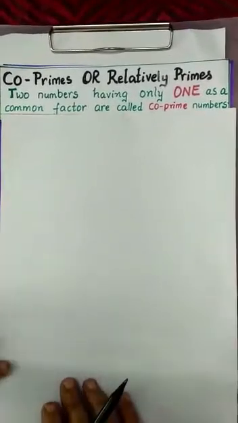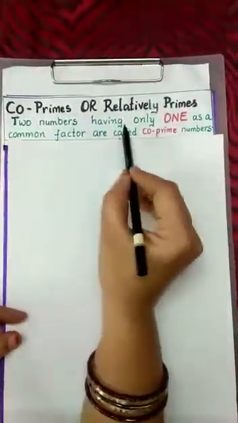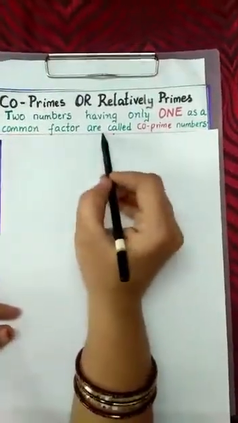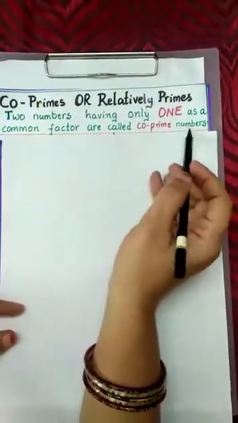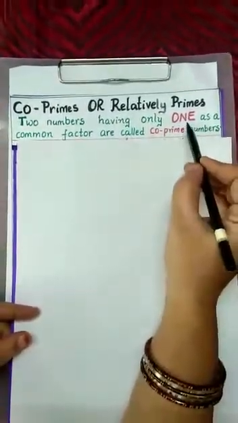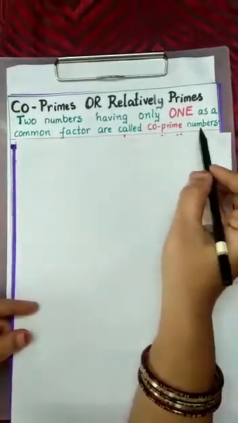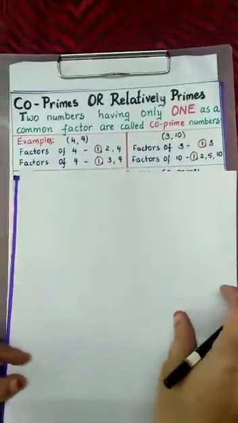First one, co-primes or relatively prime numbers. Two numbers having only one as a common factor are called co-prime numbers. So any two numbers you can take. If both the numbers have only one as a common factor, then the numbers are called co-prime numbers. Now you observe some examples here.